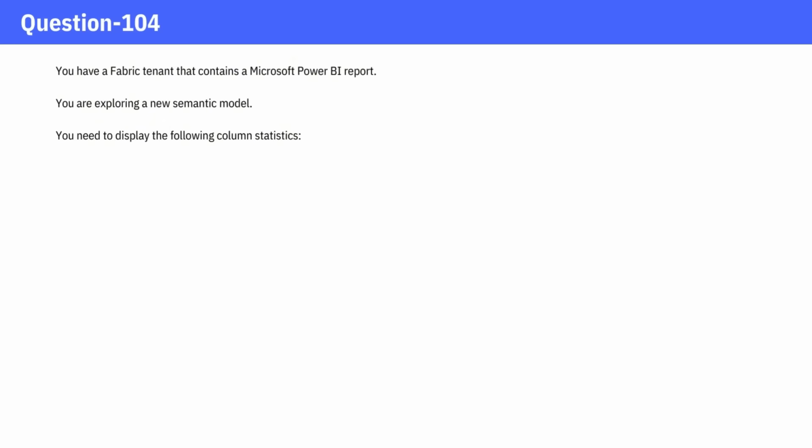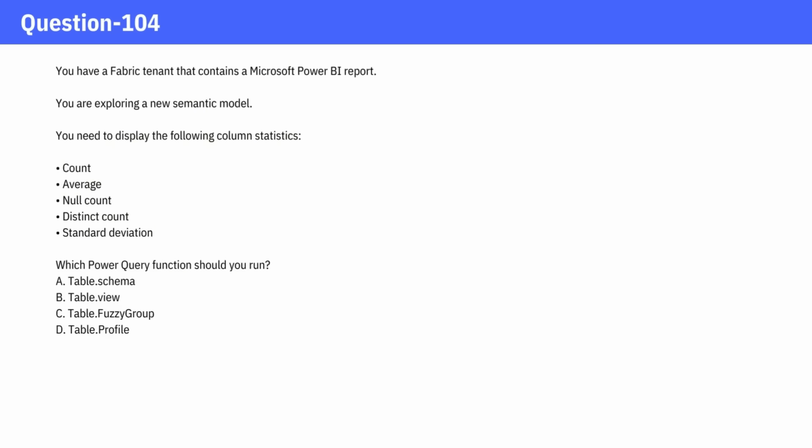Question 104. You have a Fabric tenant that contains a Microsoft Power BI report. You are exploring a new semantic model. You need to display the following column statistics: count, average, null count, distinct count, standard deviation. Which Power Query function should you run? A. Table schema. B. Table view. C. Table fuzzy group. D. Table profile. This is a straightforward question, and the correct answer is option D.